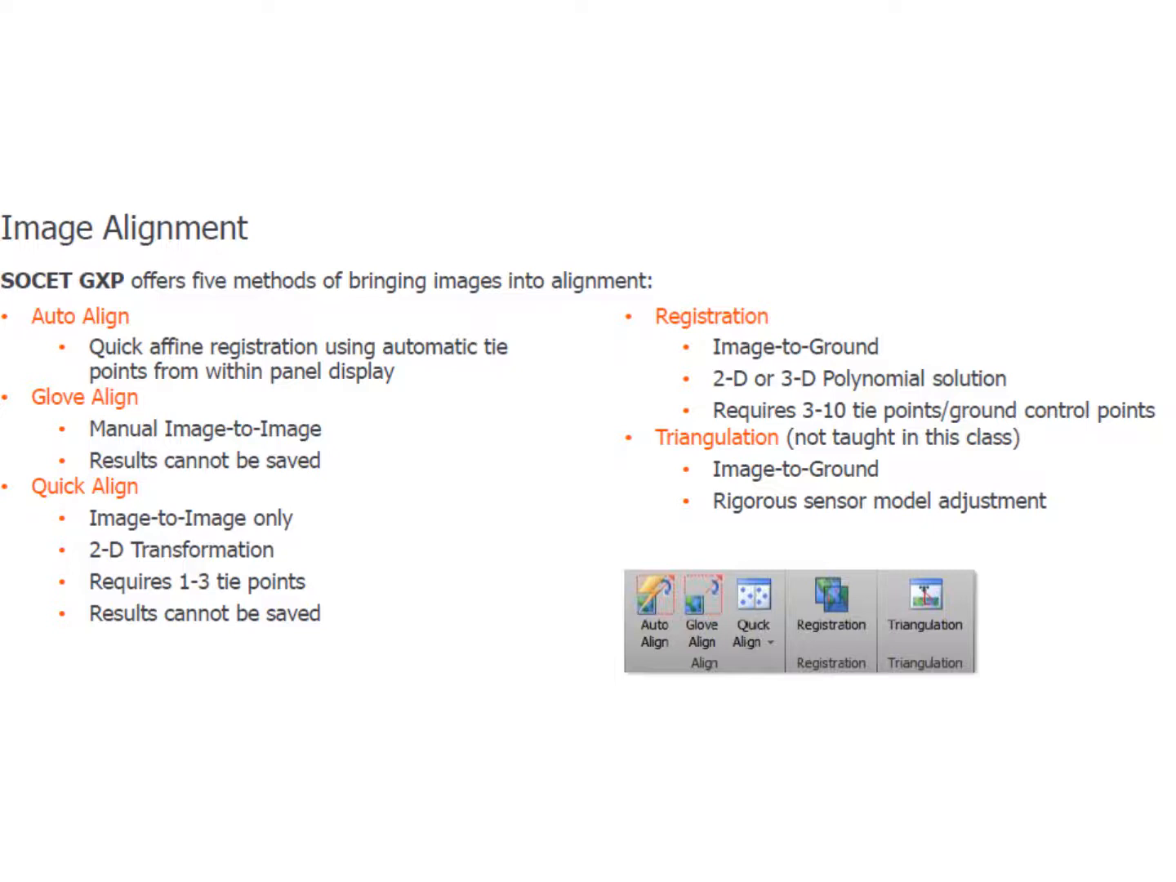Now, registration is a little different. It's basically registering the image to the ground. 2D or 3D polynomial solutions, you have to have at least 3, but up to 10 tie points or ground control points. Then you have triangulation, which they, in their wisdom, chose not to tell you about. And image to ground, rigorous sensor models, and all this stuff that goes into that. So there's lots of different ways to align your images, all about getting you the best possible registration of your raster imagery.